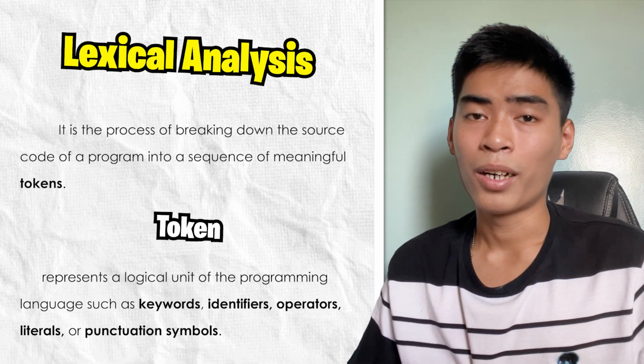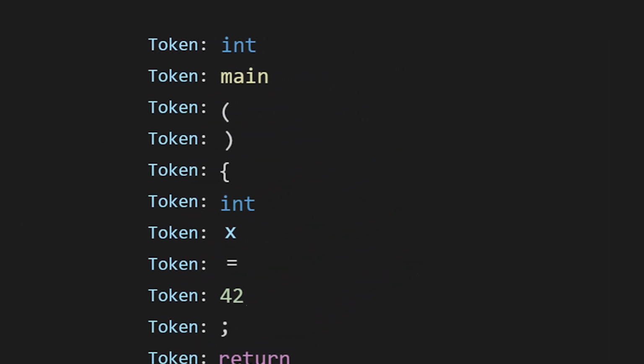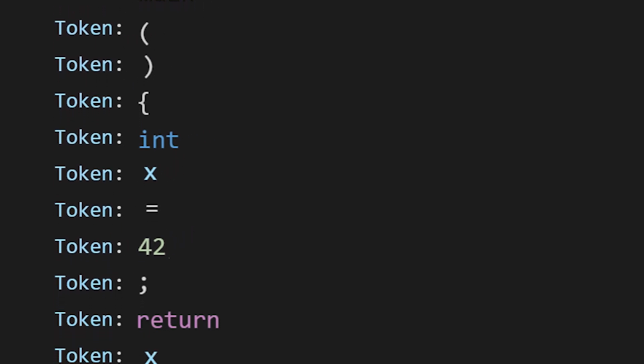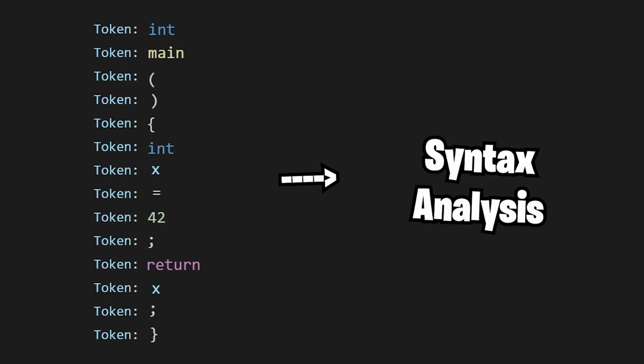expressions. For example, let's consider the following C code. The lexical analysis phase would then break this code into tokens like this. The tokens generated during lexical analysis are then passed on to the next phase, which is syntax analysis.